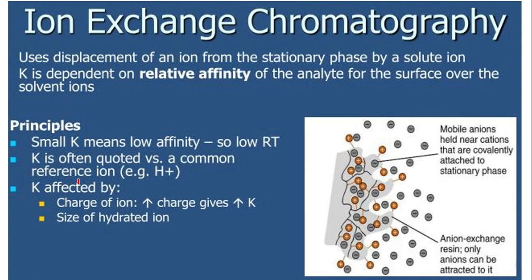What are the factors that affect the k value? One is the charge of the ion. If there is more charge, there will be more affinity. If there is less charge, there will be only less affinity. And size of the hydrated ion is another factor.